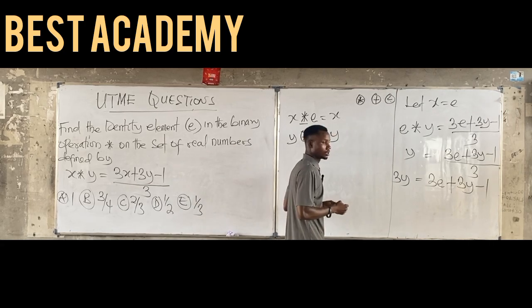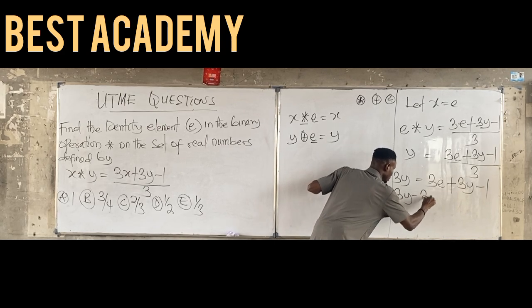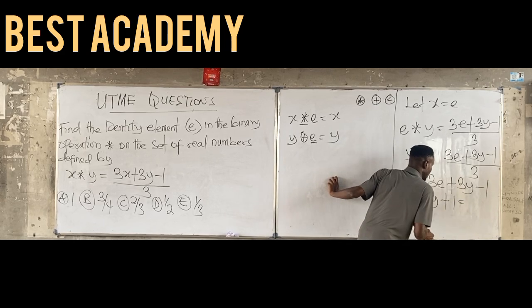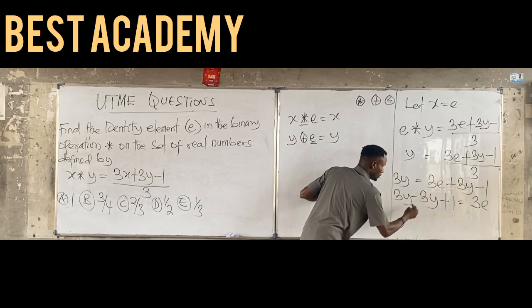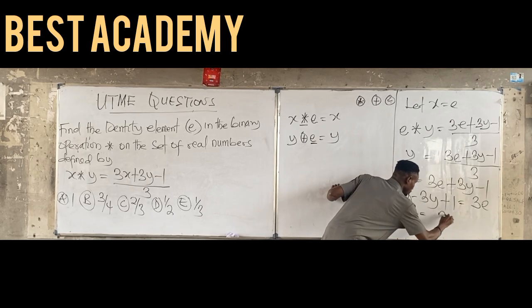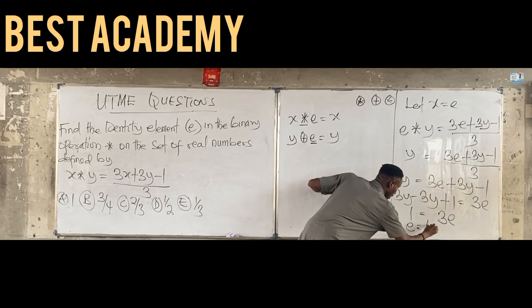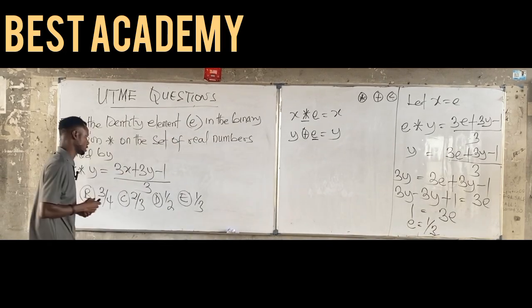So now let's make E the subject. Taking like terms here will be 3Y minus 3Y plus 1 is equal to 3E. So this guy here will give us 0. I'll be left with 1 is equal to 3E. So let's make E the subject. Our E will be equal to 1 over 3. Okay. So this is our option here, that is 1 over 3 is E.